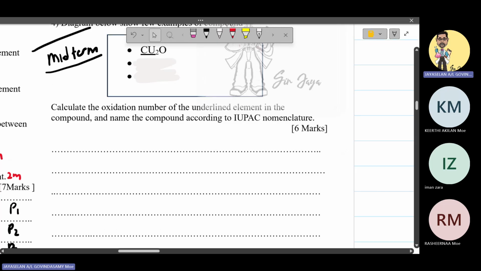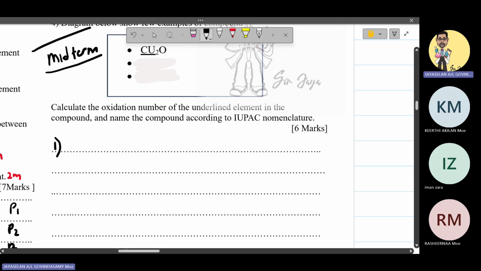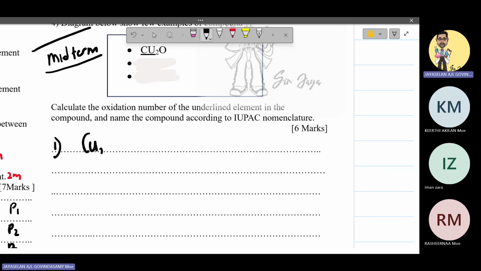Okay, so they want the oxidation number of the underlined element, then name the compound. So I put here the first one, right? You have to organize your answer. Okay, Cu2O. They underline the Cu, right? This is a compound, so the oxidation number is 0.